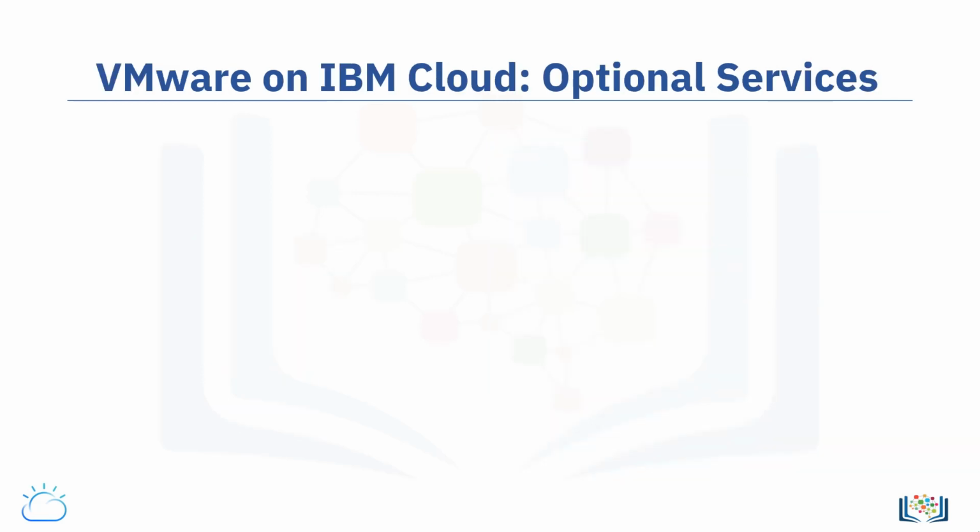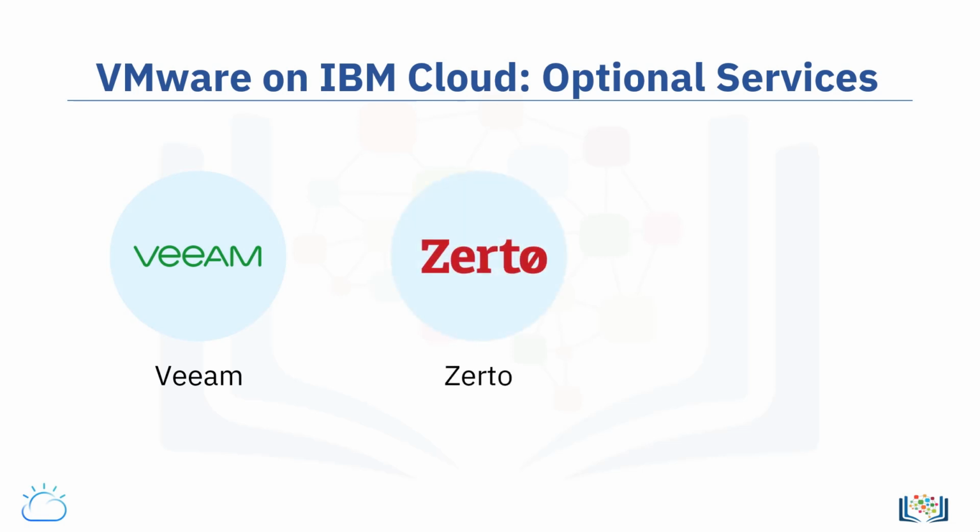At the time of this video, there are 13 optional services you can add to your VMware deployment. These range from security and compliance to business continuity and migration type services. I've picked 3 to talk about at a high level. First, we're going to talk about Veeam. It allows you to back up and replicate virtual machines on VMware easily. Next is Zerto, which assists with creating and managing disaster recovery with VMware.